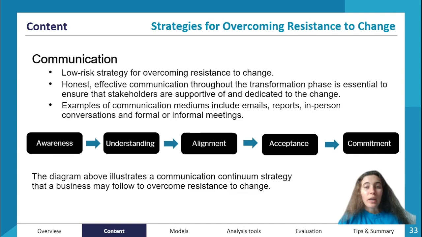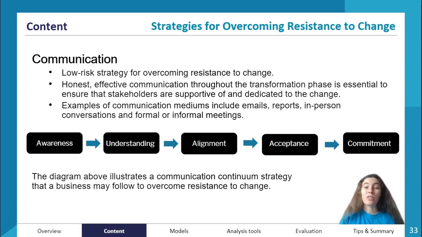So, I mentioned earlier that we were going to look at some strategies for overcoming resistance to change. So, this is where we're up to now. And these different strategies we're looking at are categorized according to their level of risk as well. Some are low risk and some are high risk. Our first one, communication, is low risk.